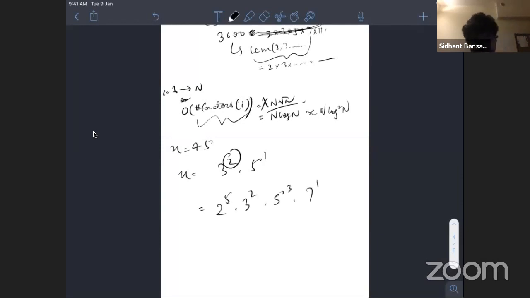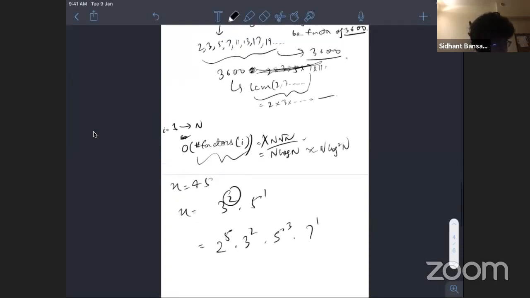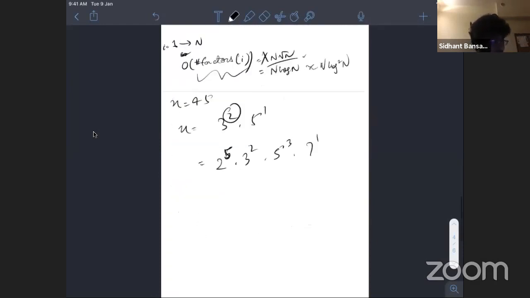Let's say this is the number, right? 2 to the power 5 times 3 squared, and so on. Now notice it has 4 as a factor, right? Because it has 2 to the power 5, which is 32. So obviously something smaller than 32 and a power of 2 is also a factor. So this number has 4 as a factor. So it's not a square free number.